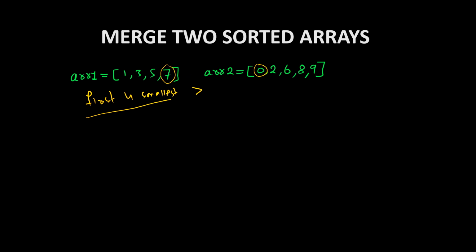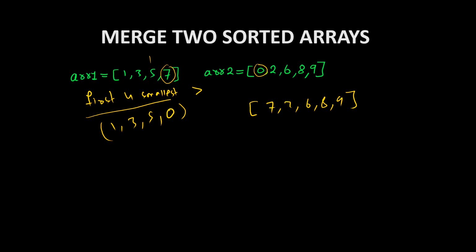Now 7 and 0. So 0 is the smallest, not the 7. So 0 will come here. We have new elements 1, 3, 5, 0 now, and inside array 2, we will have 7, 2, 6, 8, and 9. Now, the first swap has been done.